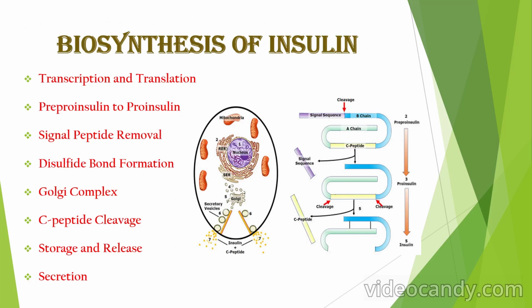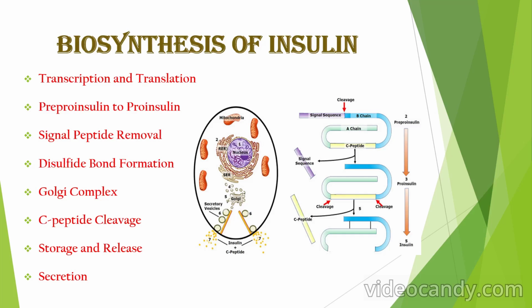Biosynthesis of insulin. Insulin biosynthesis begins with the translation of mRNA into pre-proinsulin, which is then processed in the endoplasmic reticulum and Golgi complex to form the active insulin hormone consisting of A and B chains, and the C peptide is cleaved off. In the first step, gene transcription, the insulin gene located on chromosome 11 is transcribed into messenger RNA. Then the messenger RNA exits the nucleus and moves to the rough endoplasmic reticulum.